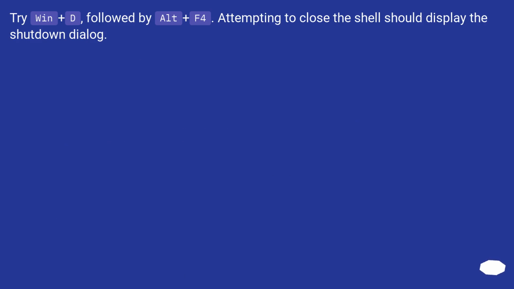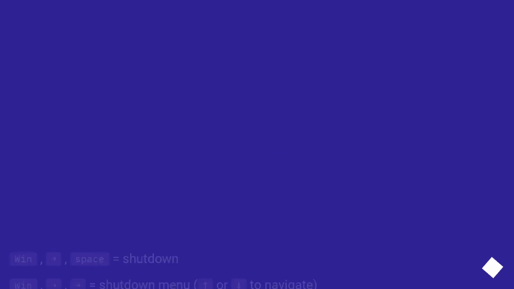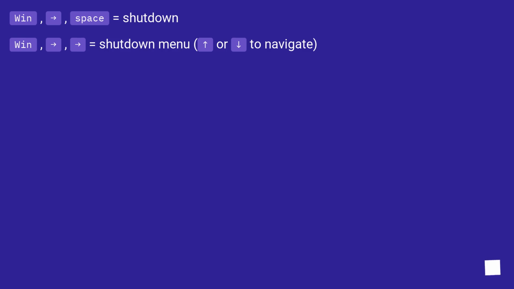Try Win plus D, followed by Alt plus F4. Attempting to close the shell should display the shutdown dialog. Win, space equals shutdown. Win, right arrow equals shutdown menu, or to navigate.